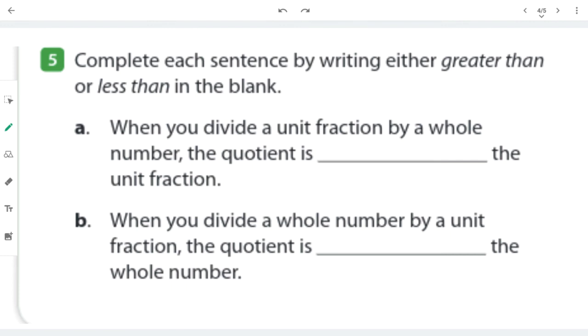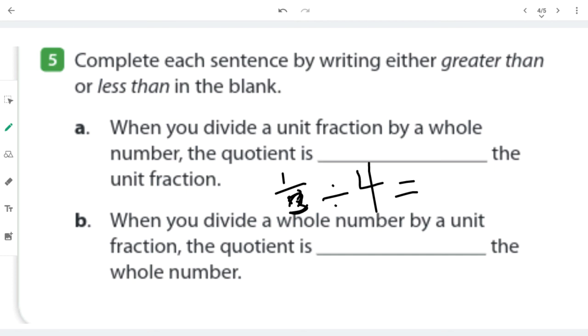Complete each sentence by writing either greater than or less than in the blank. When you divide a unit fraction by a whole number, the quotient is blank the unit fraction. So they're saying, if I have a unit fraction like 1/3, and I divide it by a whole number like 4, is the quotient going to be less than the unit fraction or more than the unit fraction?